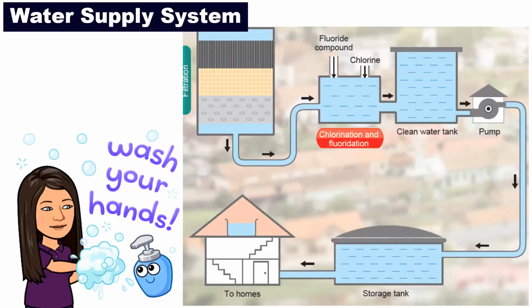From here, after your chlorination and your fluoridation, it's good to go. It goes to your clean water tank, your pump, your storage, and then to your home. So now you know how the whole water supply system works. I would encourage you to read one more time. Teacher went through very fast with you. Do some questions. If you don't know anything, ask teacher.